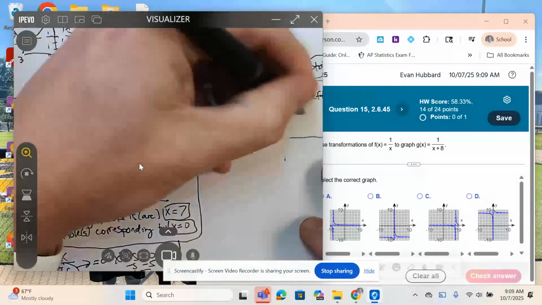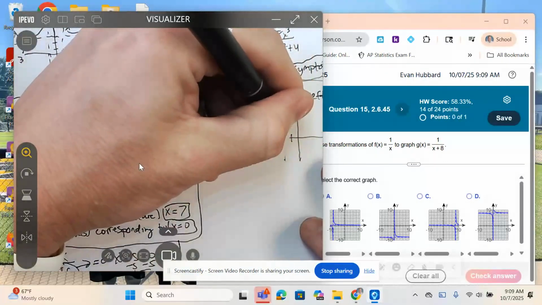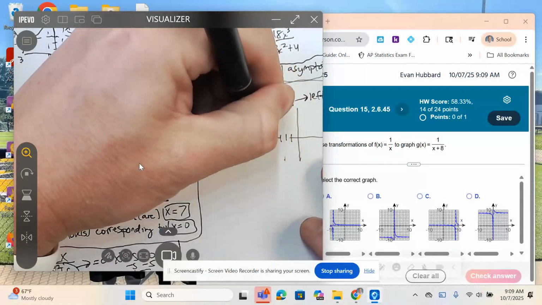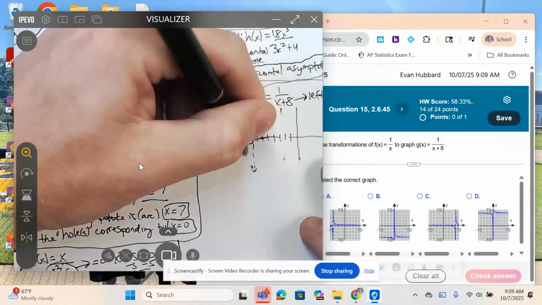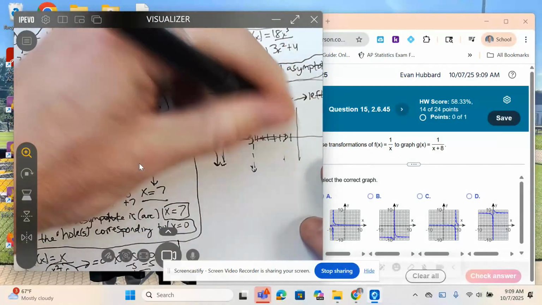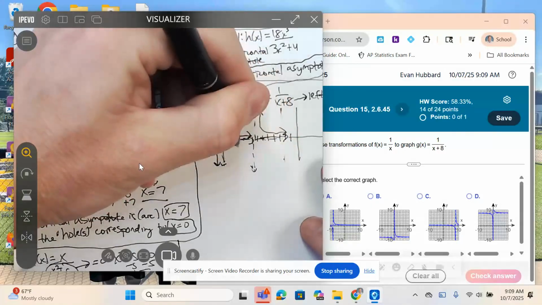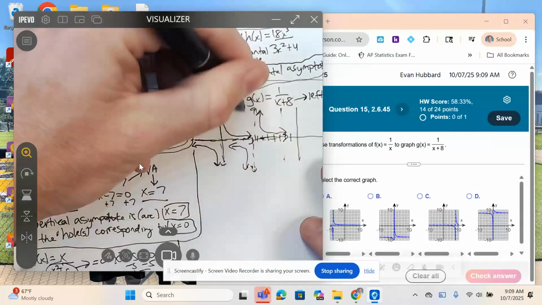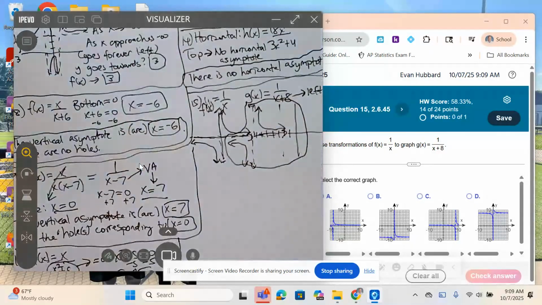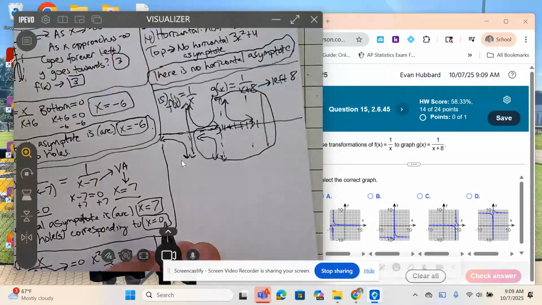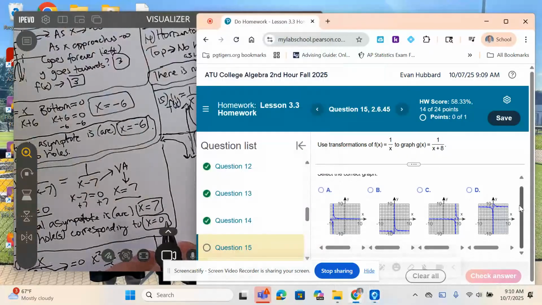So left 8. So it means I got to go left 8: 3, 4, 5, 6, 7, 8. So my asymptote's now going to be there. This is going to look trashy. And so the graph will be like that. So that will be my answer. Sorry, that looks trashy. So I'll go left 8. So it should be A.